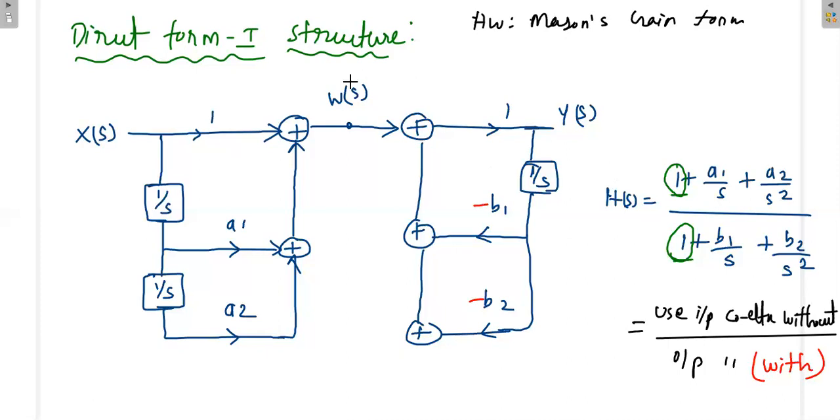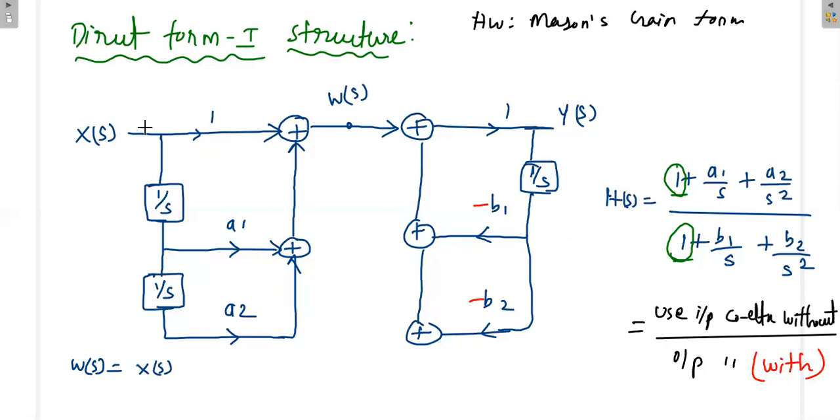Okay, anyway, we can calculate W(s) from X(s), similarly Y(s) from W(s), then with some mathematical manipulation finally we can get H(s), that is Y(s) divided by X(s). Okay, so now I'm going to write that relation. Now W(s) can be written: W(s) is equal to X(s) multiplied with 1, that is X(s).